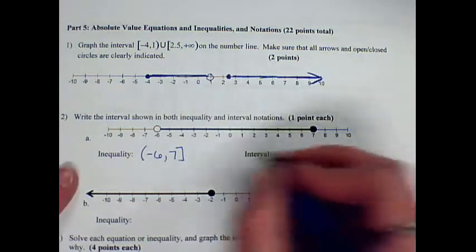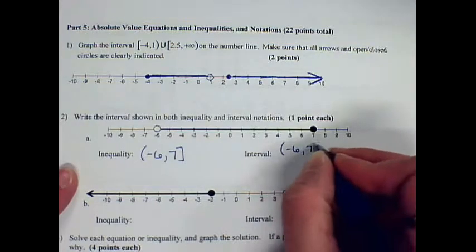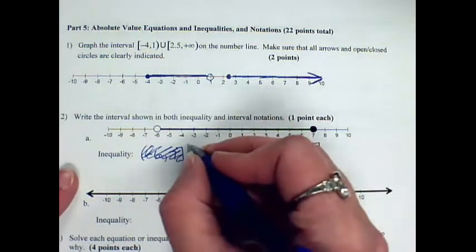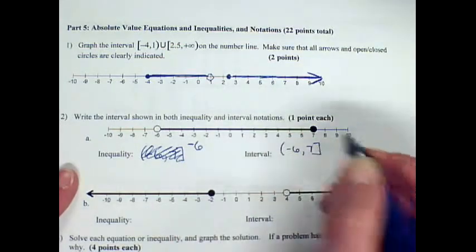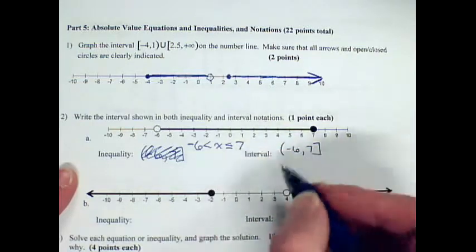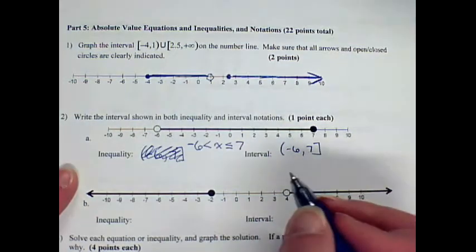That means I switched them. Interval notation would be -6, 7. The inequality, one way you could do is a compound: -6 is less than x, which is less than or equal to 7. Less than or equal to, because we have a solid dot there.